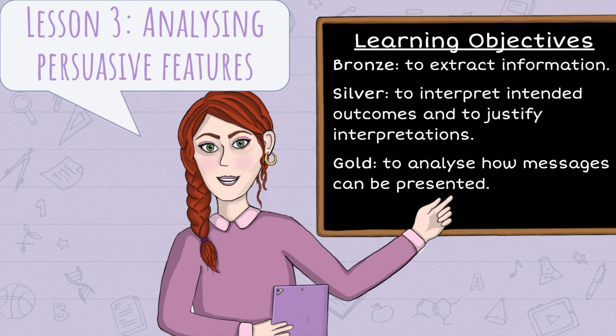Okay, let's get started. So these are today's learning objectives. For a bronze, we're going to work on extracting information. For a silver, we are going to interpret the intended outcomes of some persuasive language and to justify how we get those interpretations. And finally, for a gold level, we are going to put all of our skills together and we're going to analyse the different ways in which messages can be presented to the watcher or to the reader.